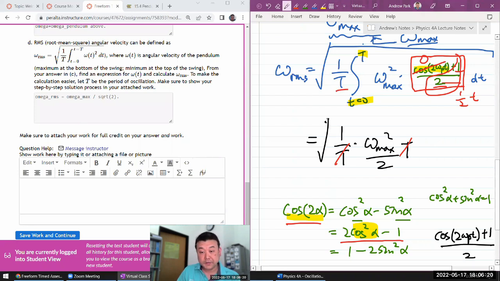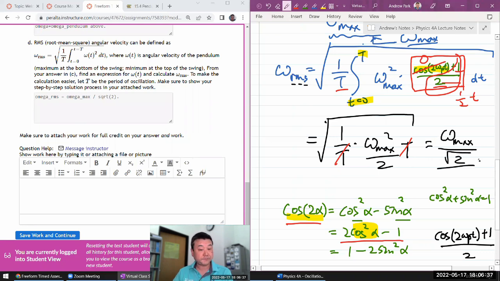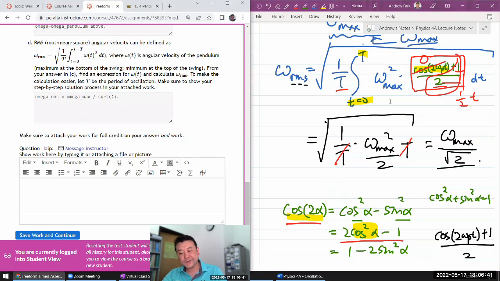So this is what the root mean squared value ends up being: the square root of omega max squared over 2. The square root of that gives me just omega max divided by square root of 2. So that's it. That's where my memorized formula comes from.